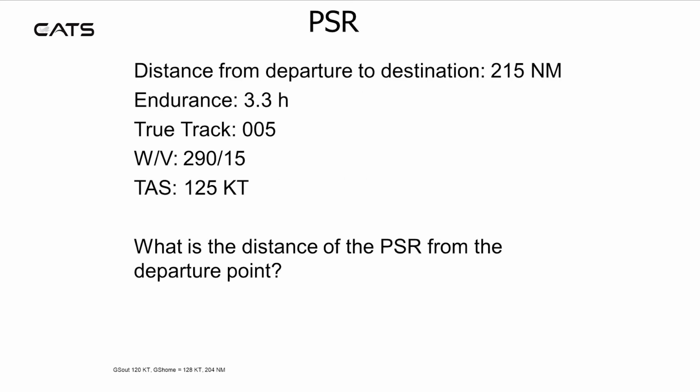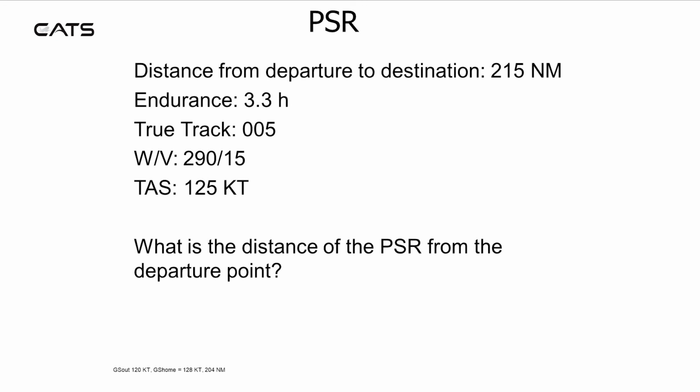Another example. Distance from departure to destination 215 nautical miles. Endurance 3.3 hours. True track 005. Wind velocity 290/15. TAS 125 knots. What's the distance of the PSR from the departure point?